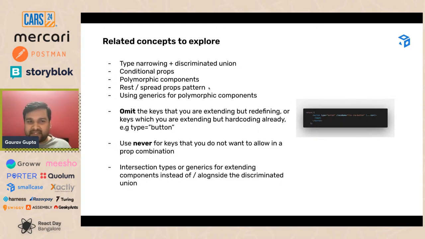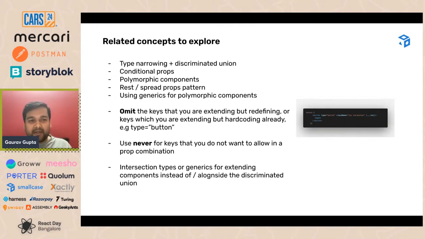Then the other pattern we saw was the rest or spread props pattern, which we use to make sure that the consumer can actually pass all of the props which should be accessible to a button by default, and we do not need to explicitly expose them to the consumer. For example, disabled is something that we did not expose to the consumer, but since we were using this rest props pattern, we were able to make sure that the consumer can still pass the disabled prop to the button. Then for polymorphic components, I think again, this is not the only pattern that you can use. You can solve the same problems using generics or generic components as well, which is slightly advanced, but that is definitely an option apart from discriminated unions.